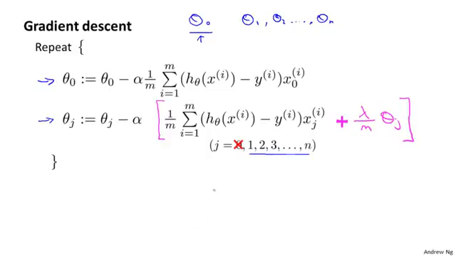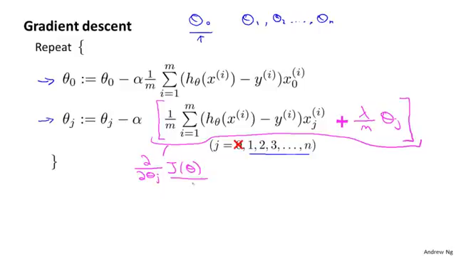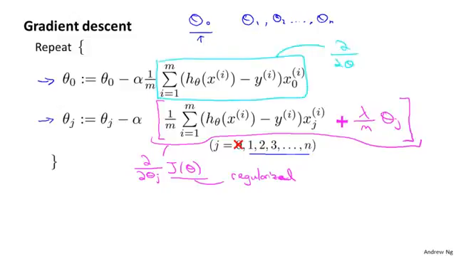theta. I'm not going to do the calculus to prove it, but if you look at this term written in square brackets, if you know calculus, it's possible to prove that that term is the partial derivative with respect to theta j of j of theta, using the new definition of j of theta with the regularization term. And similarly, this term up on top, which I'm drawing in the cyan box, is still the partial derivative with respect to theta 0 of j of theta.